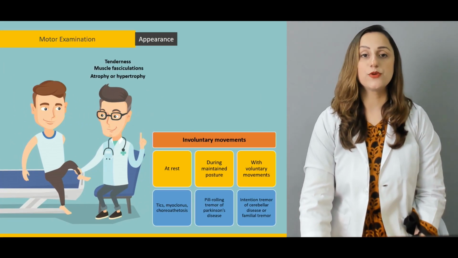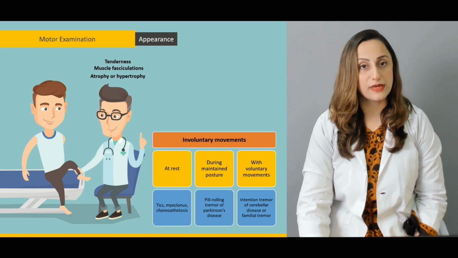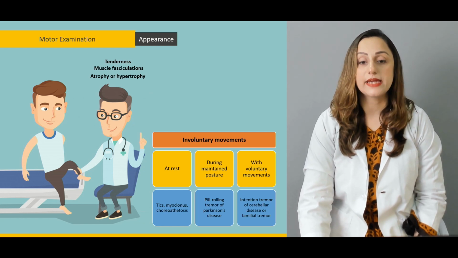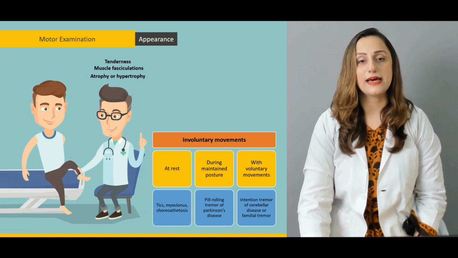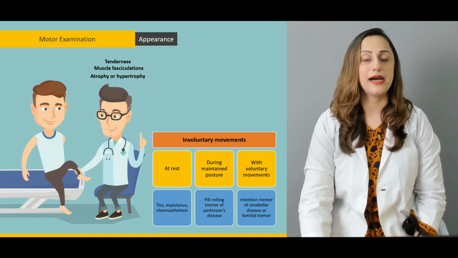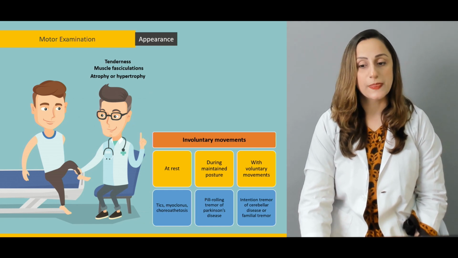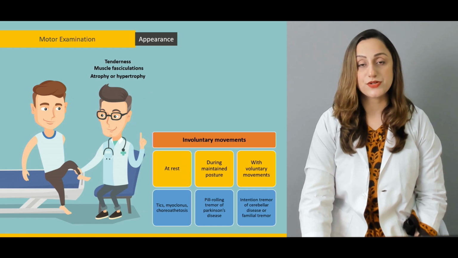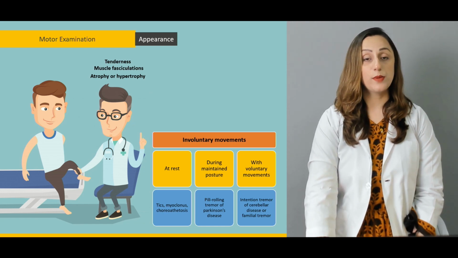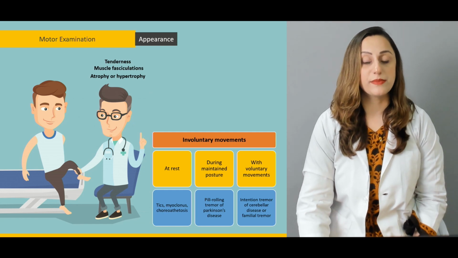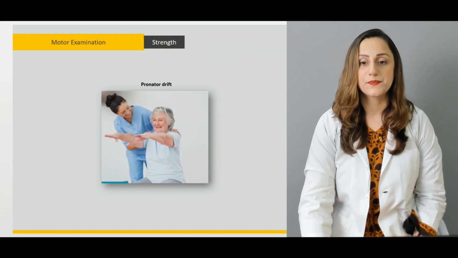Starting off, we're going to discuss in detail the inspection of the muscles, how you are going to detect any sort of tenderness, muscle fasciculations, as well as atrophy and hypertrophy at this level of the examination. The involuntary movements are assessed in the patient, and you look for any abnormalities at rest, during maintained posture, as well as with voluntary movements.